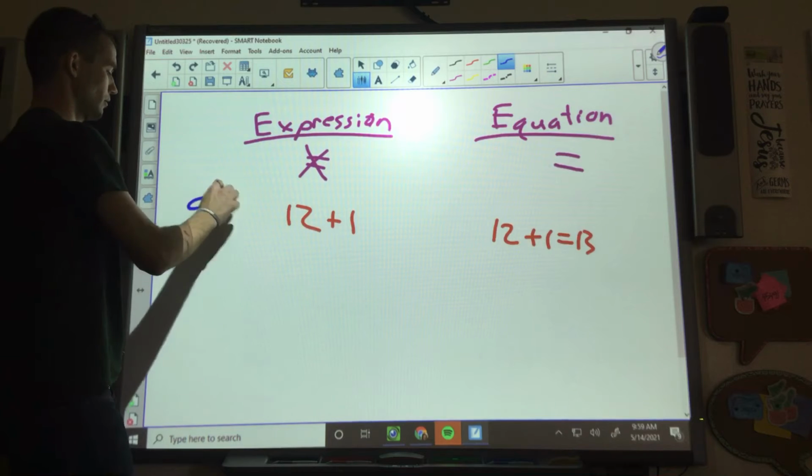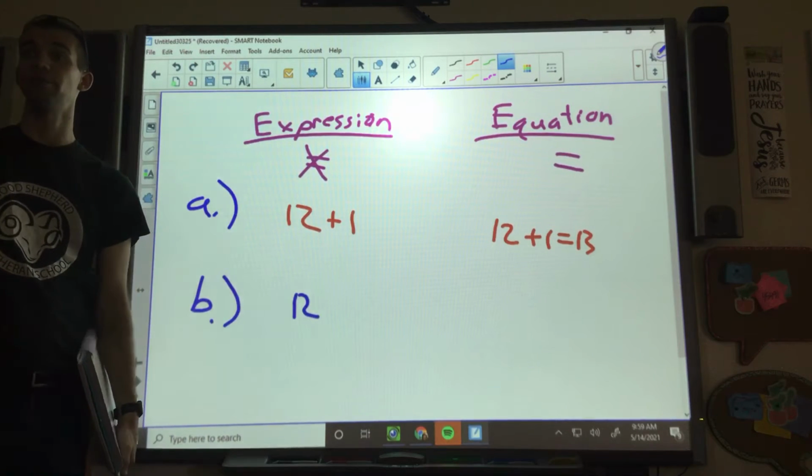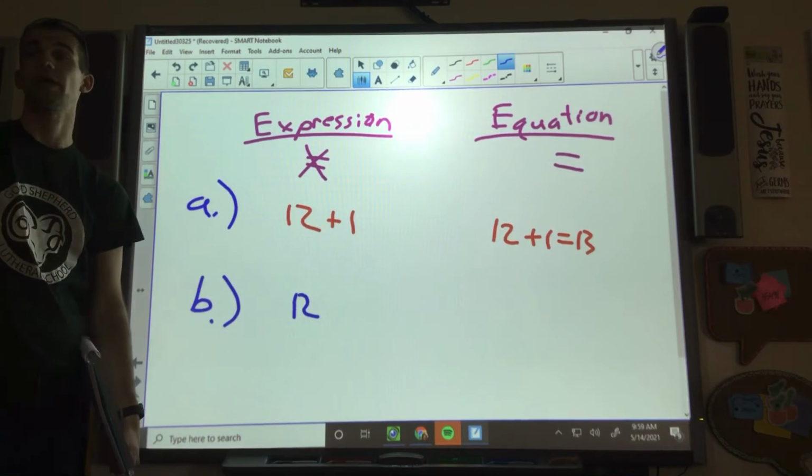Okay, so this was A. Let's go to B. He's 12 years old right now, so 2 years ago he would have been 10. Well, what's the expression for that? 10.